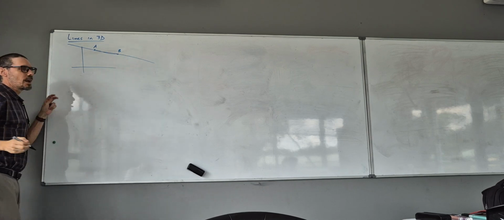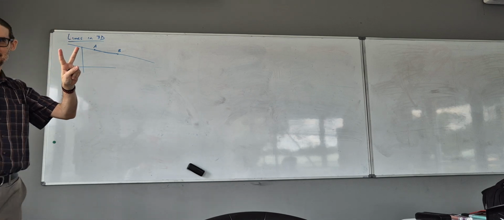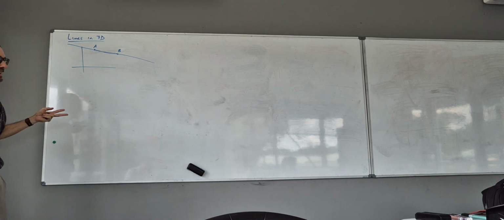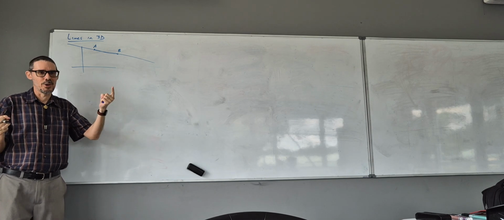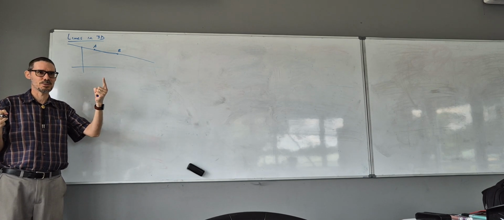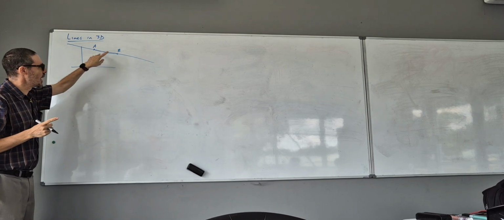and B. Any 2 points defines a straight line. Whether you're in 2 dimensions or 3 dimensions, if you give me 2 points, you have defined a line, the line that joins those 2 points. I need a way to describe this.